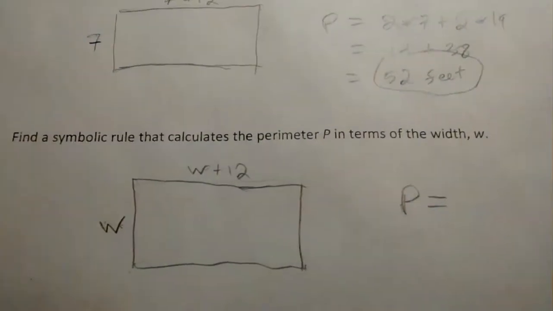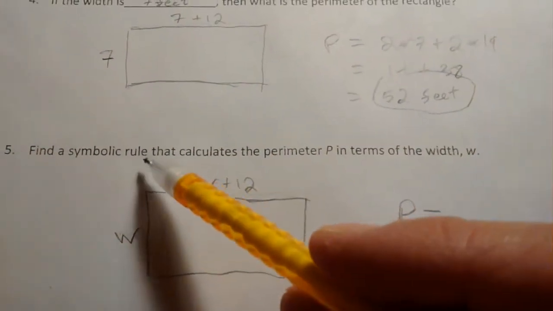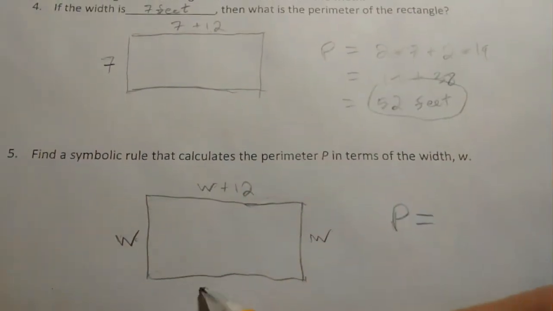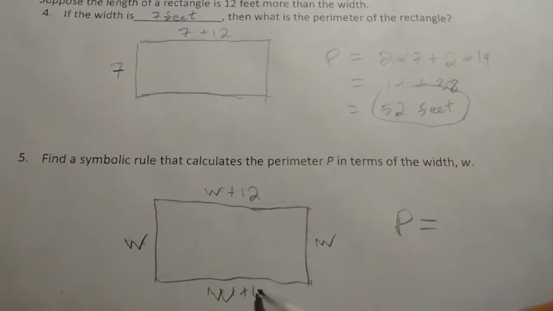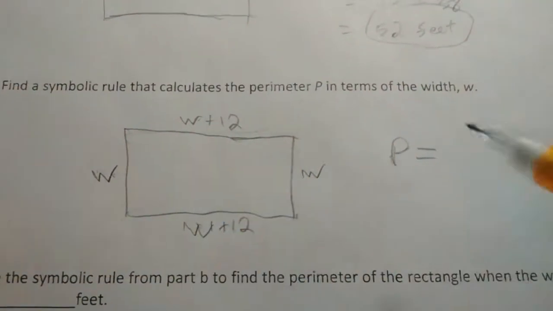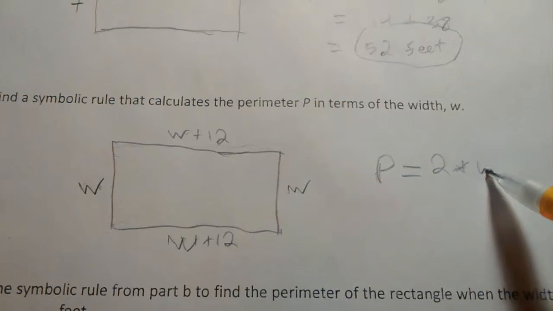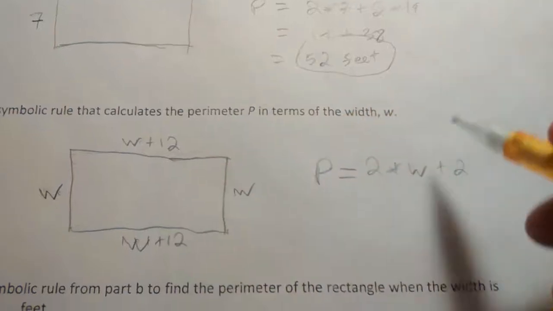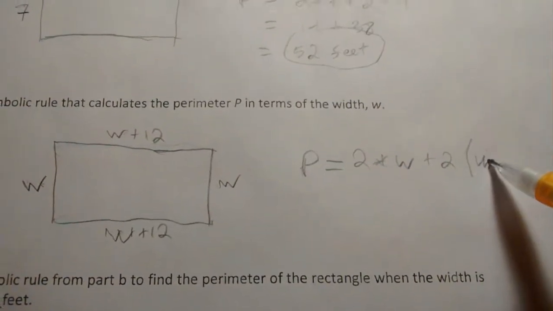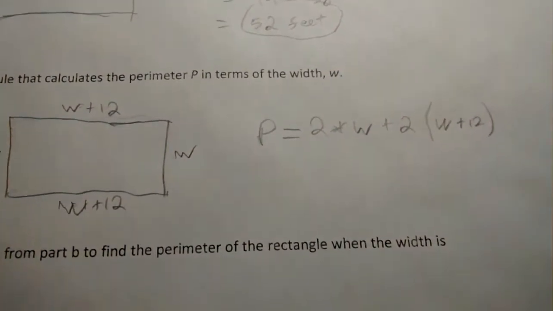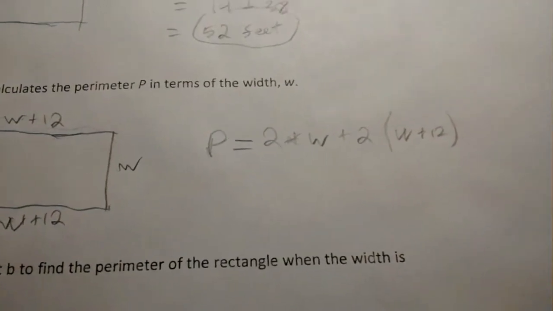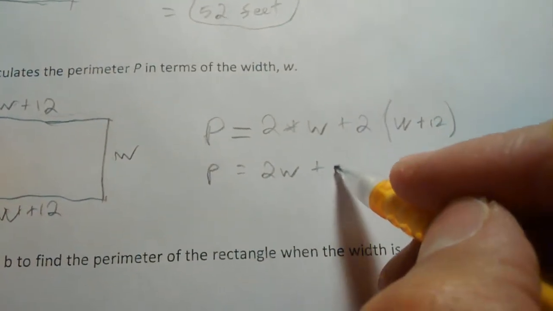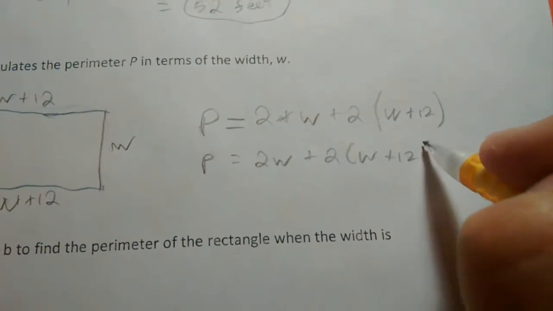Now the challenging part is, what's the formula or the symbolic rule that calculates perimeter? So you need 2 of those. That's W, and that's W plus 12. So 2 of those and 2 of those. That's written this way: 2 widths added to 2 of those. Now 2 of those we have to indicate are multiplying with parentheses. So that's fine right there. You could call it 2W plus 2 times that expression, which indicates multiply.